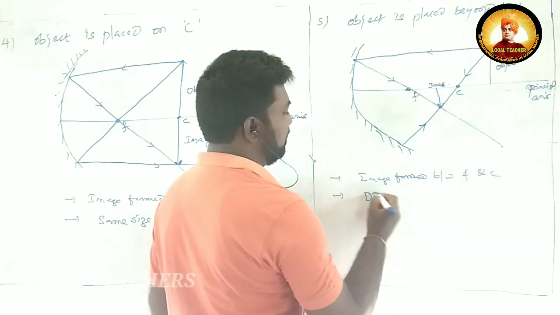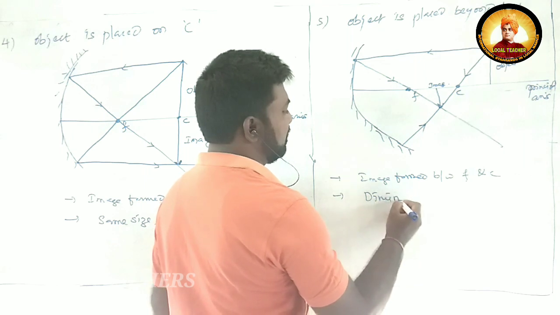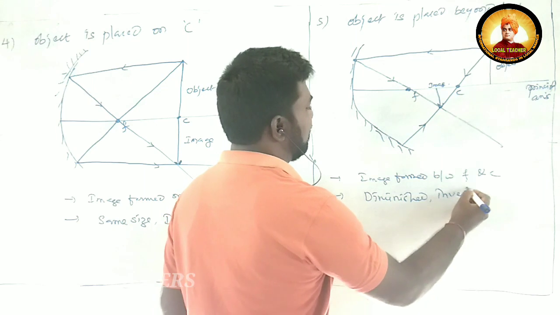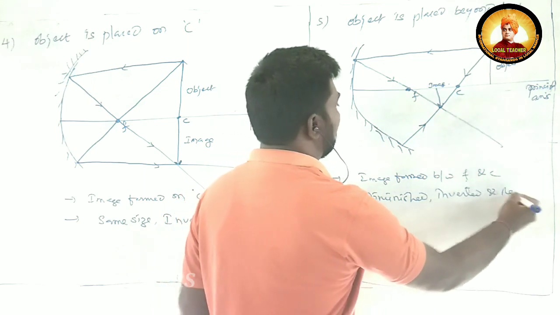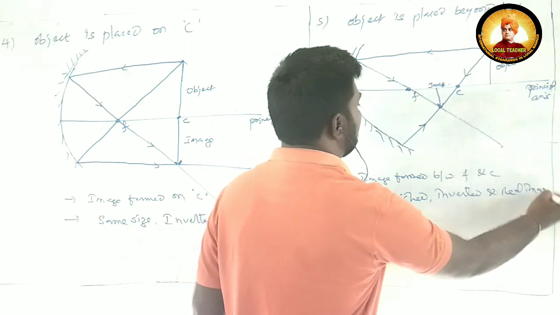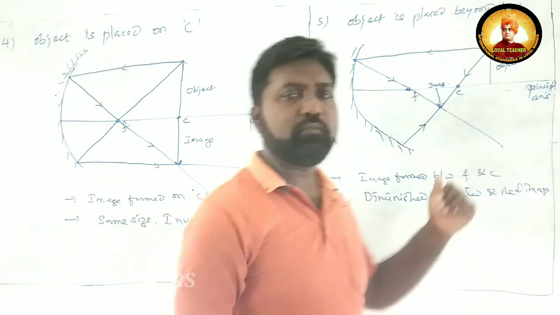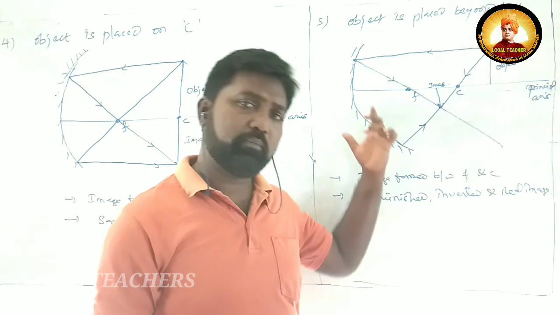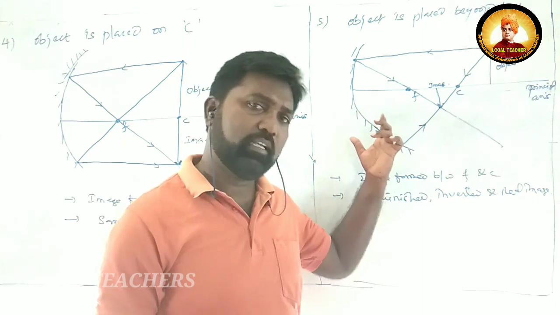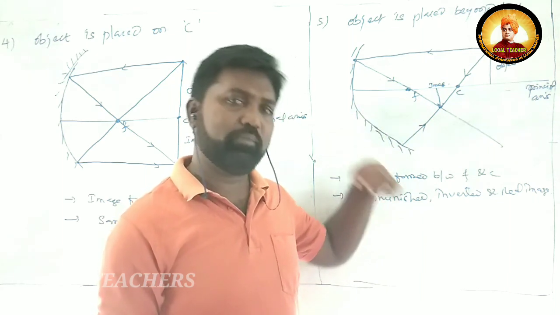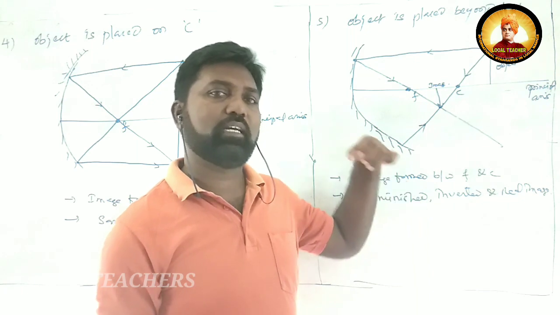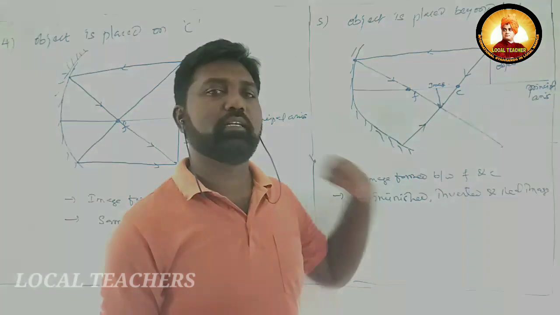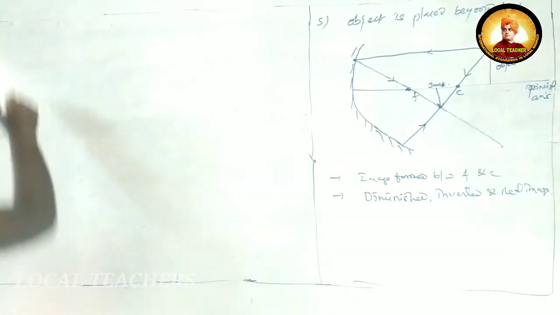So it is diminished, inverted, and a real image. Simply see here, when the object is placed beyond C, the image is formed in between F and C. The image is diminished, inverted, and it is a real image. So let us go for position 6.